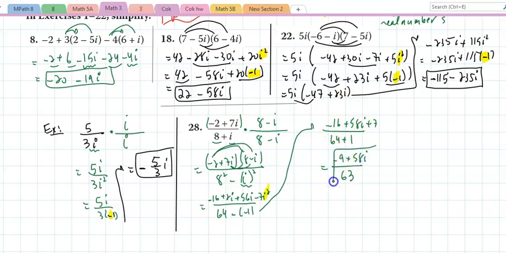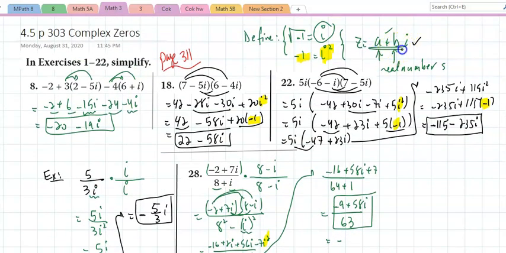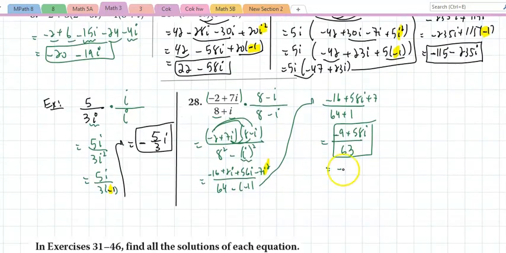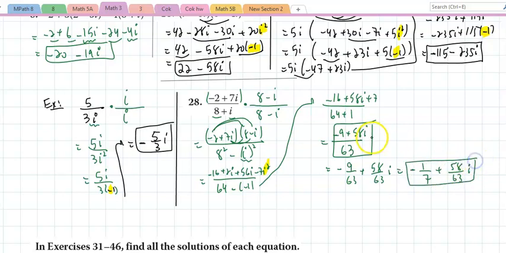There's nothing wrong with this answer, but in the back of the book, they split them up. They make them look exactly like this. So they say that's negative 9 over 63 plus 58 over 63i. And you could reduce that a bit more and say that's negative 1 over 7 plus 58 over 63i. Now, if you get it this far, me and you are very happy. Not a big deal if you don't simplify it.